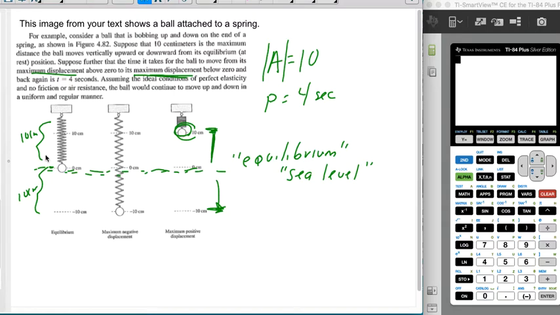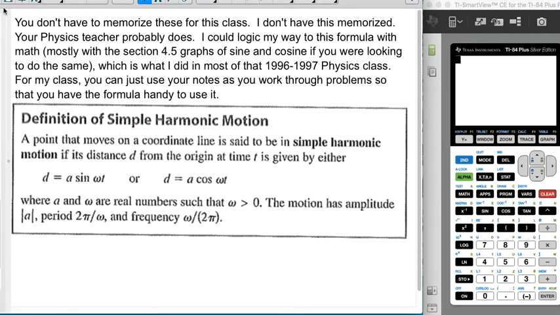So we're going to go ahead and talk about some formulae for how you can use this. I'm not going to ask you to memorize them, and we'll talk about that in a sec. So you definitely don't have to memorize what I'm about to do for this class. I 100% do not have it memorized. Your physics teacher probably does.